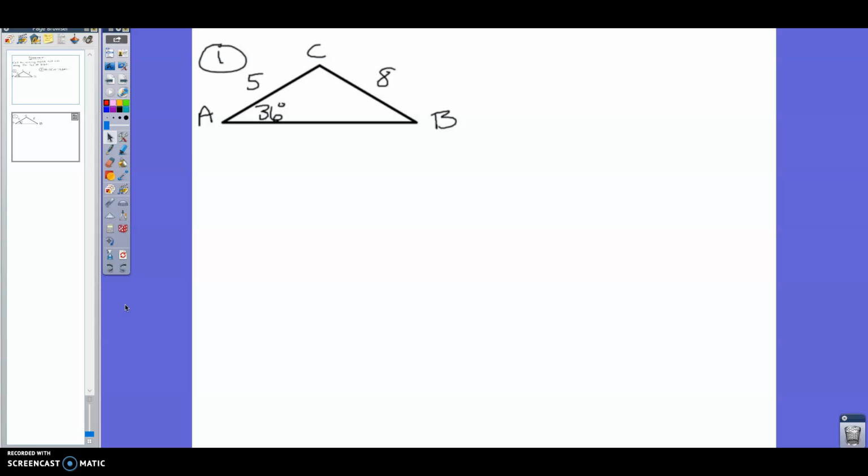Okay, so we're being asked to solve all the missing sides and angles. So first thing we want to do is see what we're given. Some of that would be too obvious, so I'm going to go ahead and label the sides. Across from angle A is side A, across from angle B is side B, across from angle C is side C.